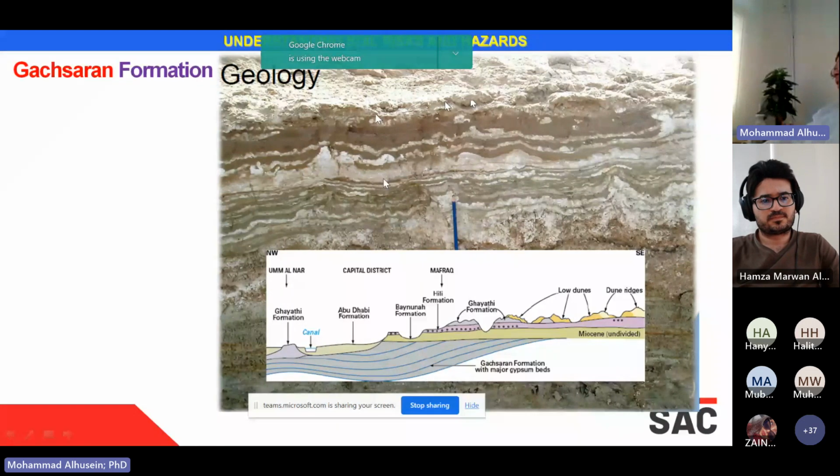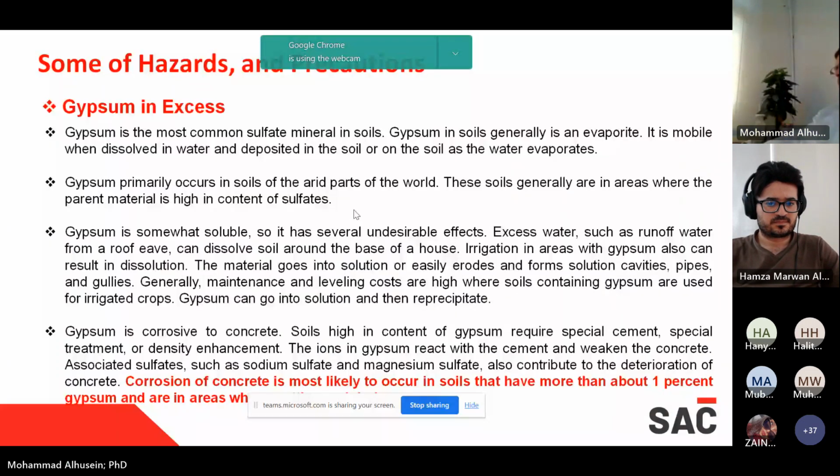So where does the gypsum originate from? From the mother formation. We'll talk about it a little bit. Gypsum is somewhat soluble, so it has several undesirable effects. Excess water, such as runoff water from a roof eave, can dissolve soil around the base of a house. Irrigation in areas with gypsum can also result in dissolution.